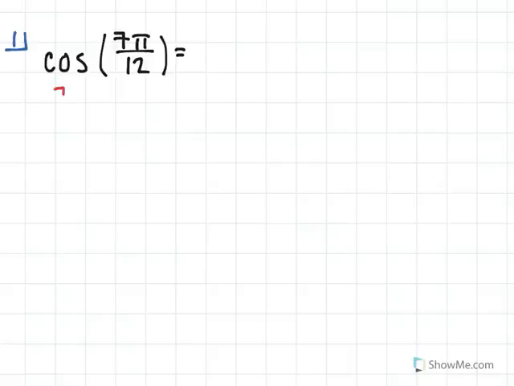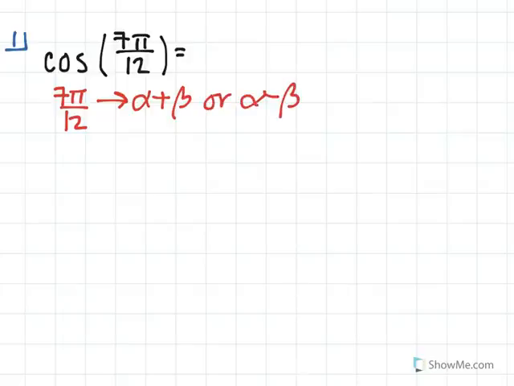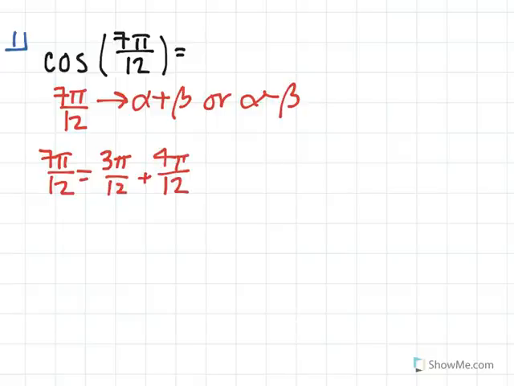So our goal here is to write 7 pi over 12 as either alpha plus beta or alpha minus beta, where we know the values for cosine alpha and cosine beta. So 7 pi over 12 can also be written as 3 pi over 12 plus 4 pi over 12, which simplifies to pi over 4 plus pi over 3.